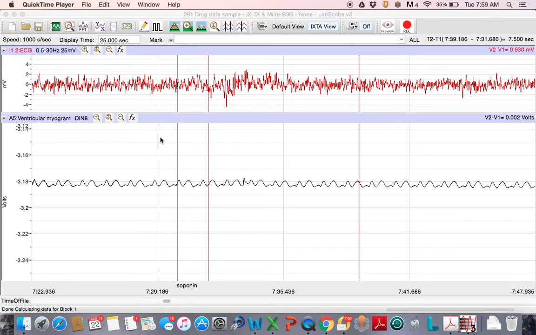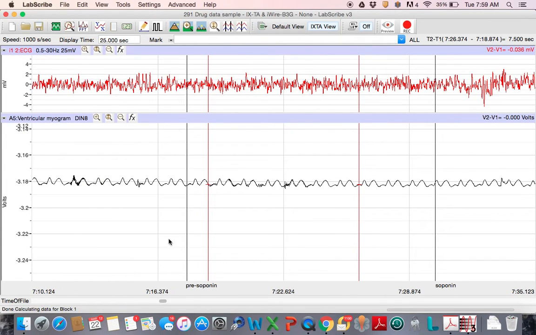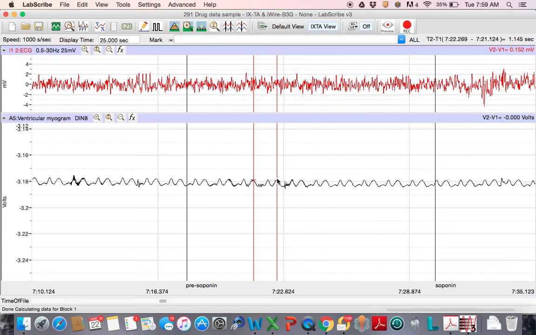There was a question about how to measure the saponin effect on cardiac, so I'm just going to do a quick review of that. Let's take a look at the data here. We have pre-saponin and after saponin right here. If you place the cursors to measure the interbeat interval, let's choose two of the wide peaks here to get that interbeat interval. So this is about 1.66 seconds.